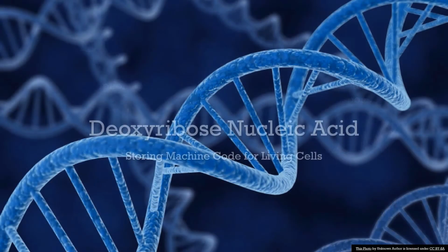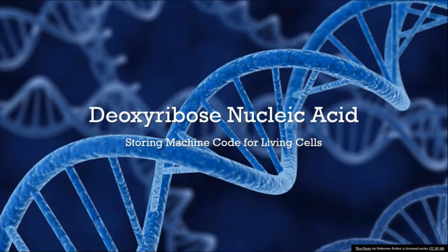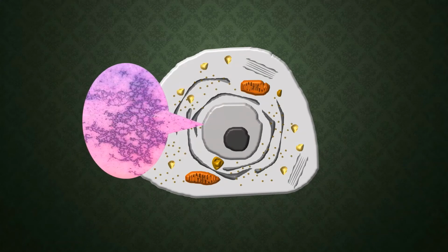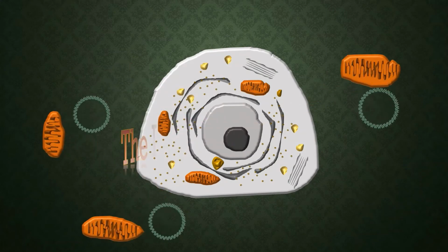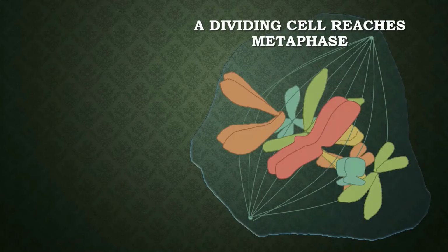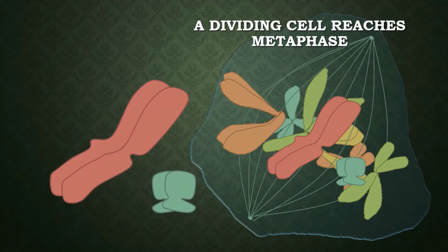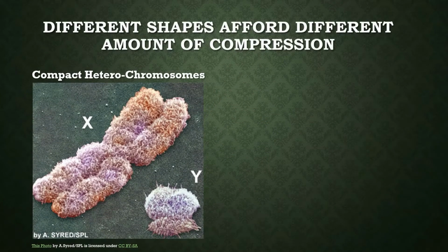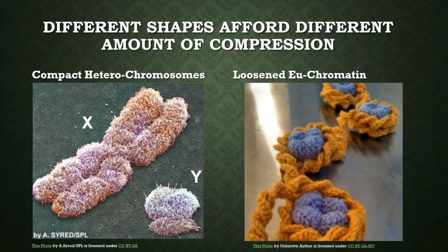Part 1. DNA stores the machine code for living cells. Most DNA can be found in a cell's nucleus. The rest can be found in the mitochondria, the powerhouse of the cell. When the cell is dividing, you can see DNA as long X-shaped sausages, called chromosomes. During normal functions, DNA is spiraled out as free-floating strands called chromatin.